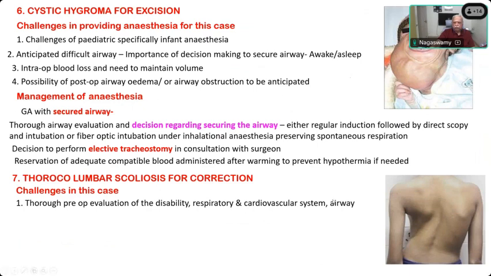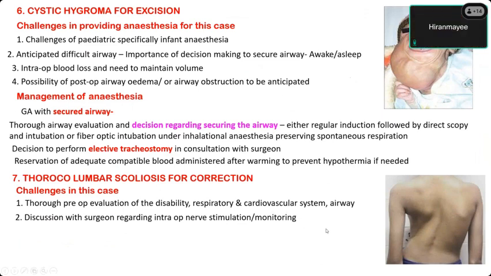Okay? And the airway sometimes can also be affected because of the wrong posture that they have. They tend to have a deviation of the head and neck to one side. So that may cause airway difficulty also. The second is discussion with the surgeon regarding intraoperative nerve stimulation, whether they are going to do it or not. Why is this important? If the surgeon says, yes, I am going to do intraoperative neuromonitoring to stimulate the nerve and see whether I am damaging any nerve or not, you have to modify. We can't use muscle relaxants, or solid agents should be used.